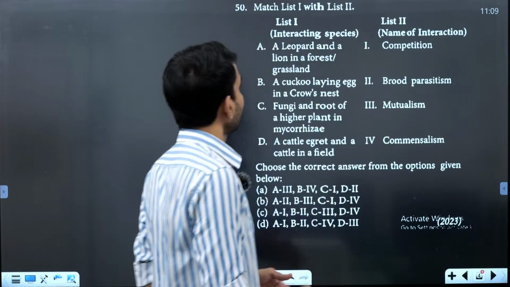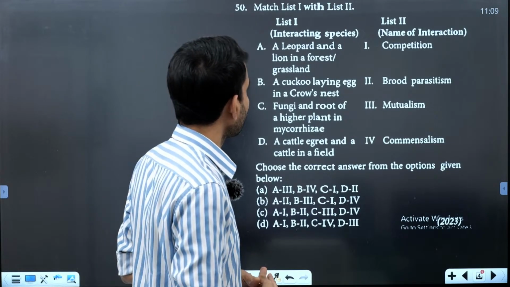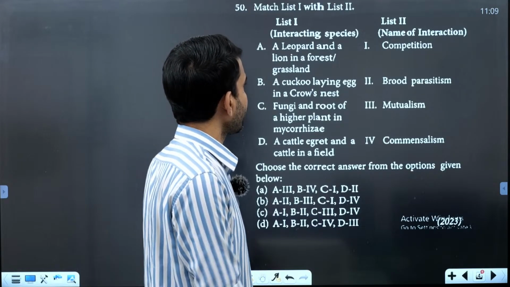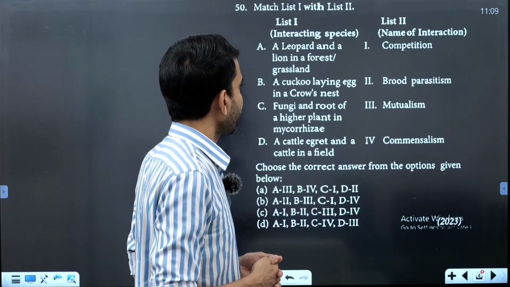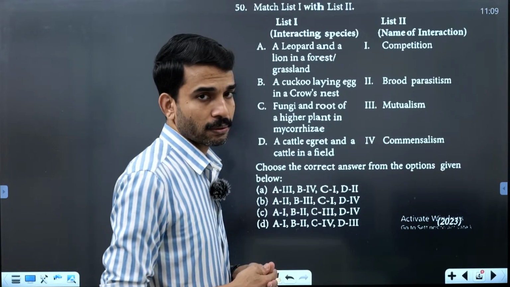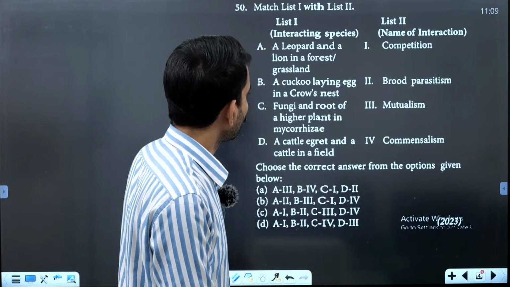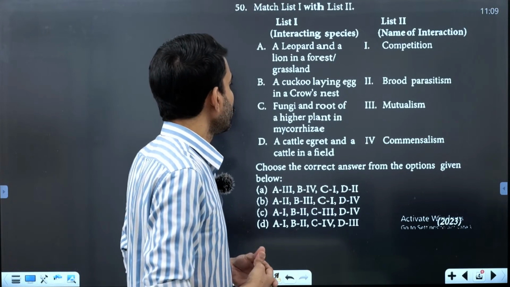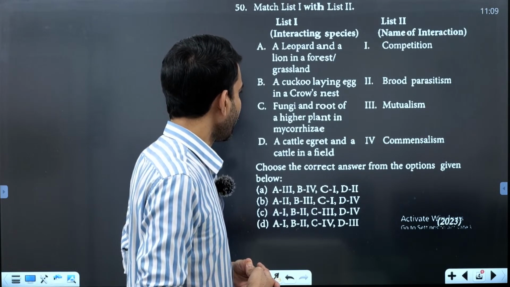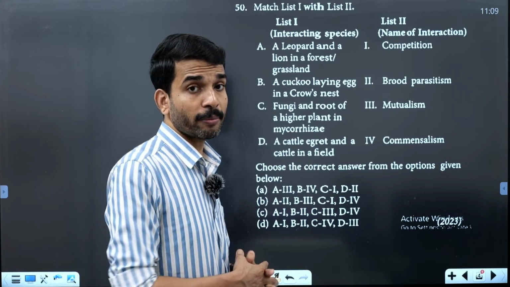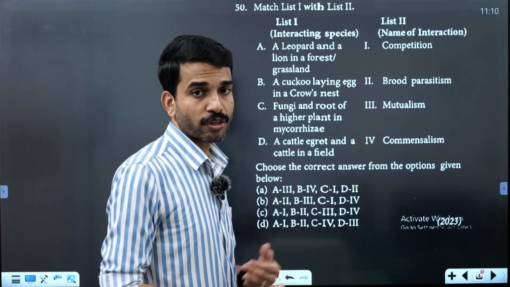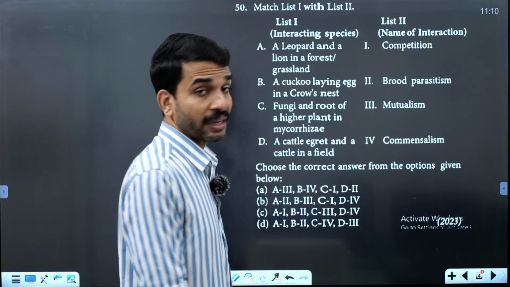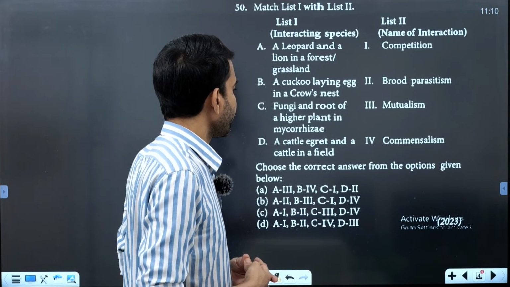Next one. Again, we have a match the following type of question. We have a leopard and a lion in a forest or grassland. Okay, that means carnivores. A cuckoo laying egg in crow's nest, that example you studied shortly. Fungi and root of a higher plant in mycorrhizae. Mycorrhiza, to a minimum, you might have heard in botany class. It's an interaction between fungus and roots of higher plants. Then a cattle egret and a cattle in a field.